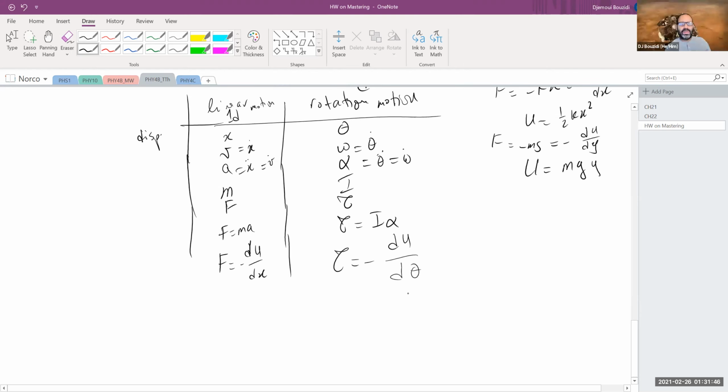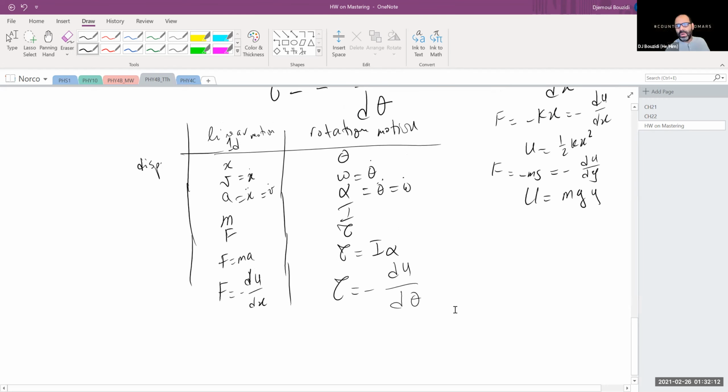So they said to use this fact, that the torque is equal to minus du over d theta, to find the potential. Use this equation to write an expression for U of theta between 0 and 4 pi, okay? Using the convention that U of 0 is equal to 0.